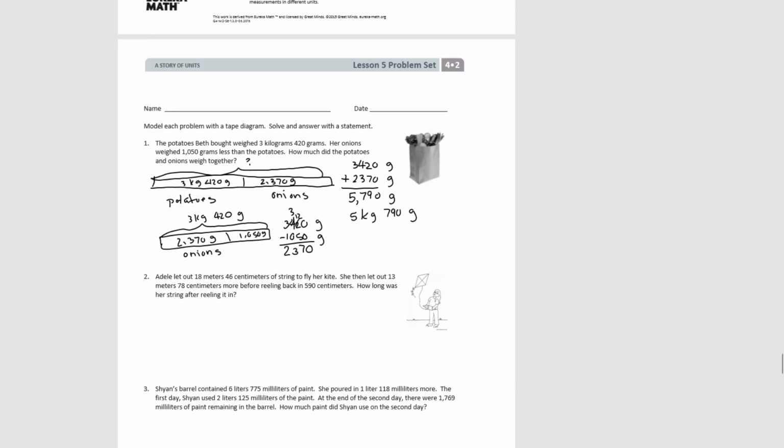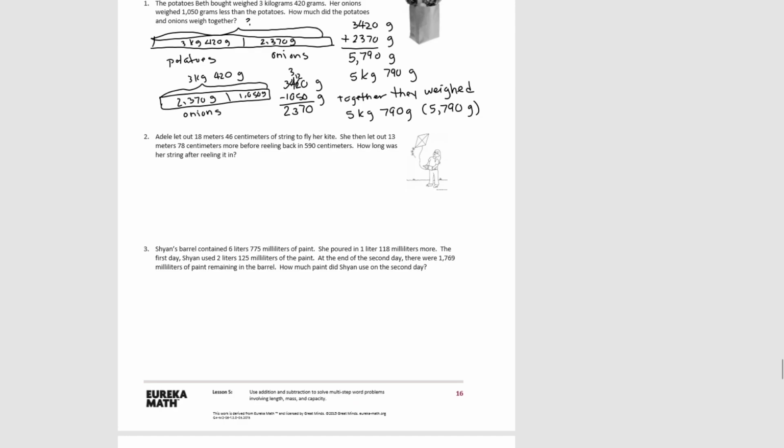So to answer the question, together, they weighed 5 kilograms, 790 grams, or 5,790 grams. Okay, pause the video and try number 2 by yourself.